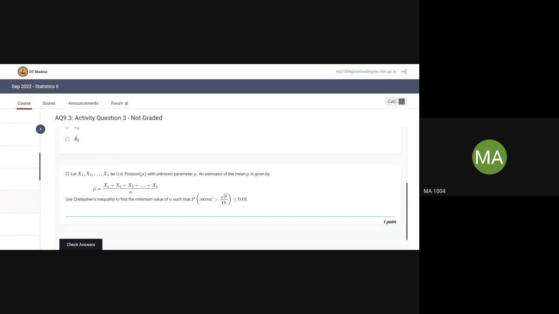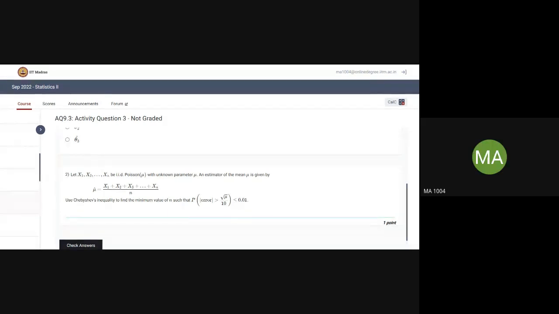Is it this question, question number 2? Yes, ma'am. Okay. So it's the same as what we have done just now. Instead of Bernoulli P, now we have just Poisson mu.